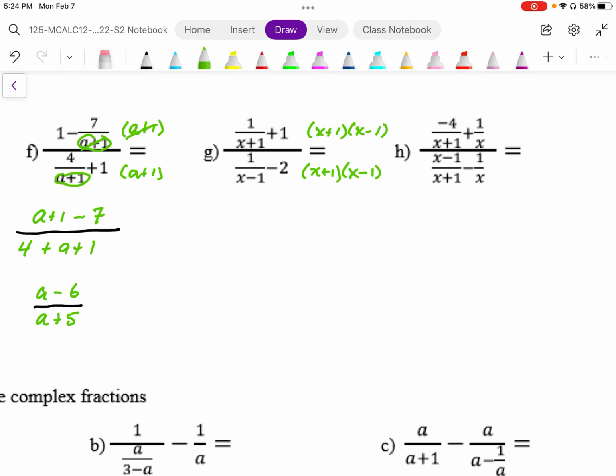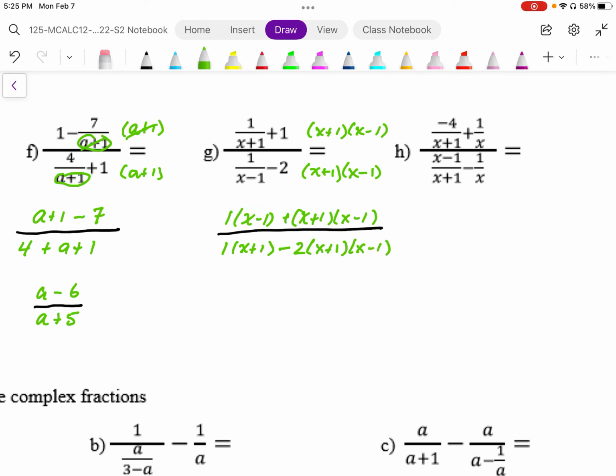So the x plus 1's cancel, so I end up with 1, and then the x minus 1 doesn't cancel, so I end up with x minus 1 here. Plus, nothing cancels multiplying the 1, so I end up with x plus 1, x minus 1 here. Okay, that's the numerator of that fraction. And the denominator of this fraction, the x minus 1's cancel, so I end up with 1. Now I'm left with x plus 1 minus 2. And then nothing cancels here, so I end up with x plus 1, x minus 1.